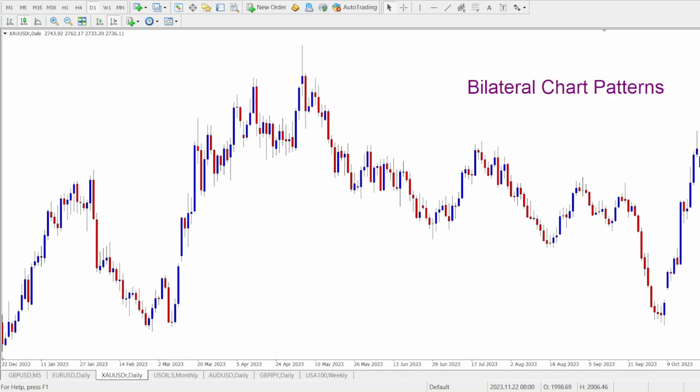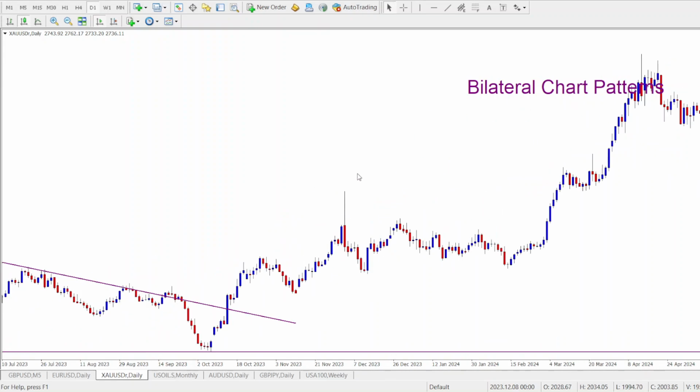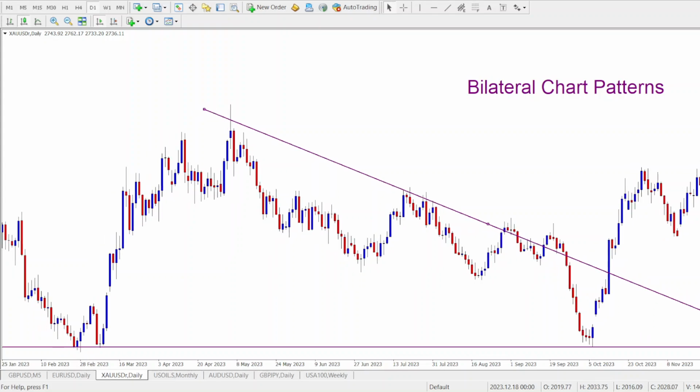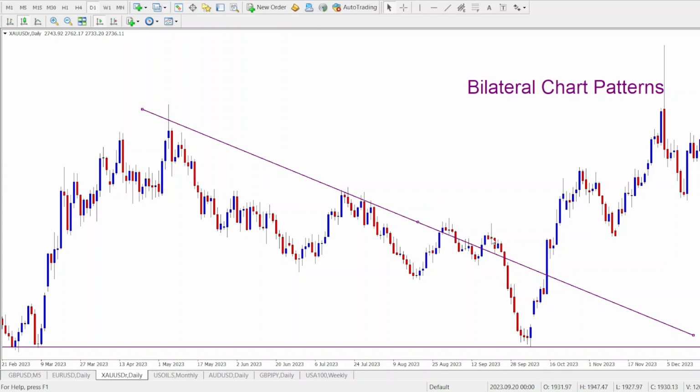Okay, so now some examples of bilateral patterns are triangle patterns or rectangle patterns. For example, we can see this is a triangular pattern, so it's an example of a bilateral pattern. We had a descending triangle here before a breakout happened. We had a breakout around here.